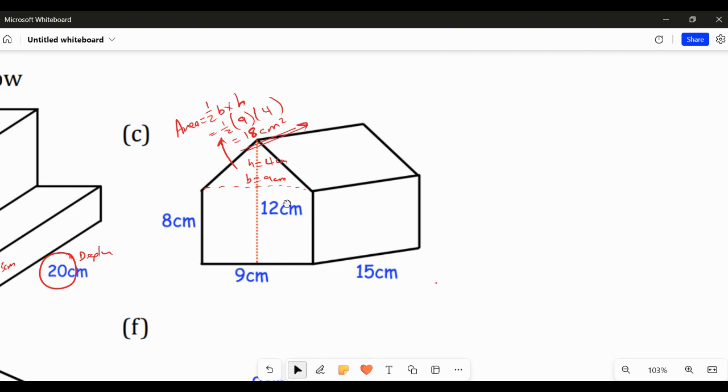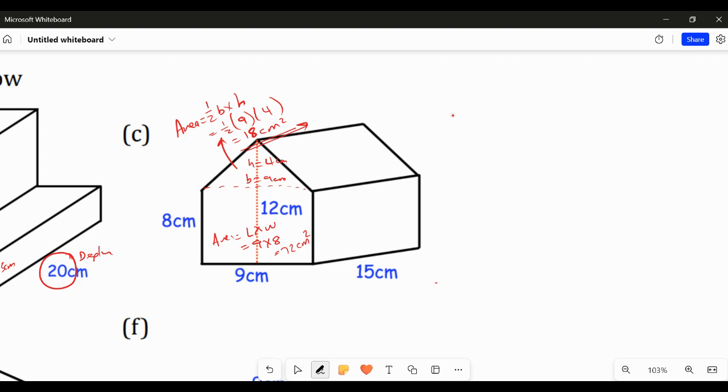The top part, only the top part. Now we're looking at this area over here at the bottom. So we want to remember that the area of the bottom here is a rectangle. So it's going to be length times width. And so that's going to be 9 times 8. And what is 9 times 8? Equal to 72 centimeters squared.